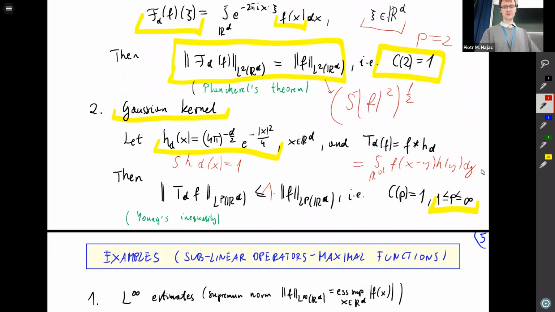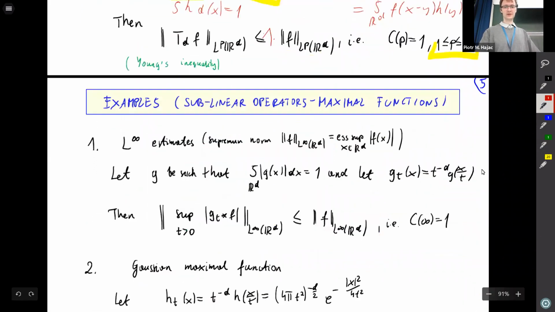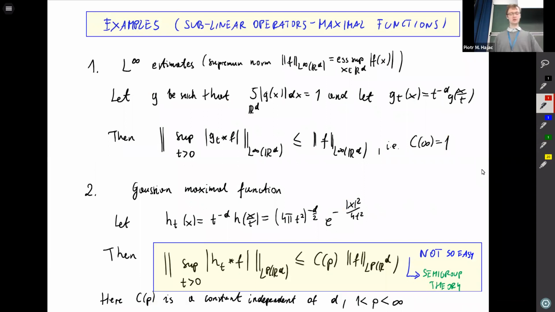Okay. So these were two examples of linear operators, but now let us go to more complicated examples of sublinear operators. Actually, the first of them is not so complicated, but the last already goes in the direction of what I would like to speak about.